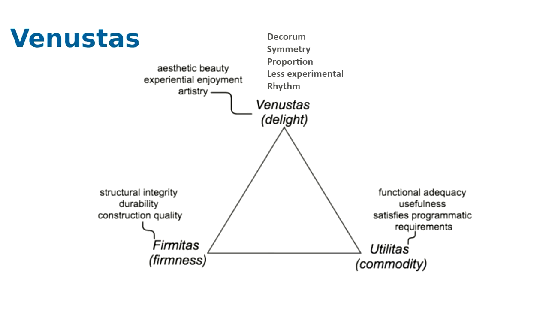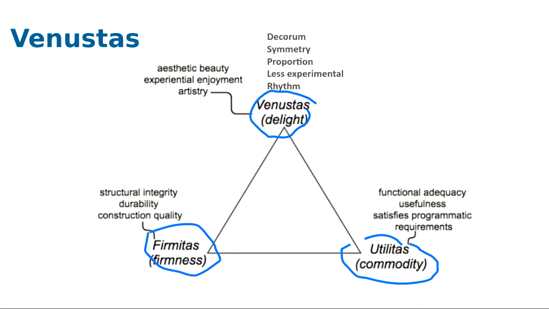And I want to talk really quickly about venustas, firmitas, and utilitas. We talked about Vitruvius. He talked about it in his book, about the three different ones: this has to do with firmness, this has to do with function, and this has to do with beauty. And the reason I want to talk to you about this is because it's always going to come back to these three things in a way.